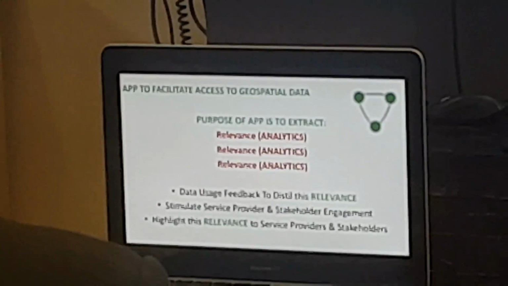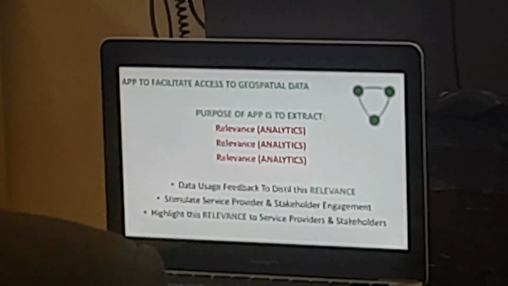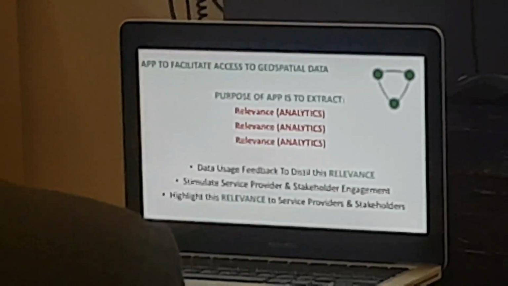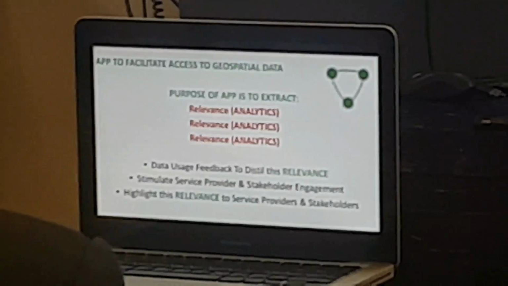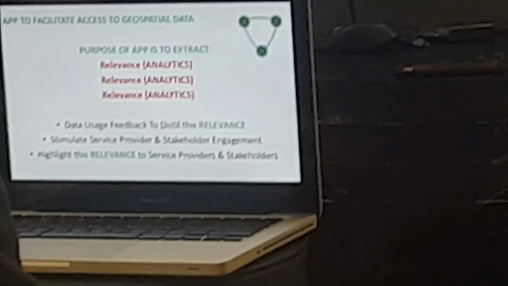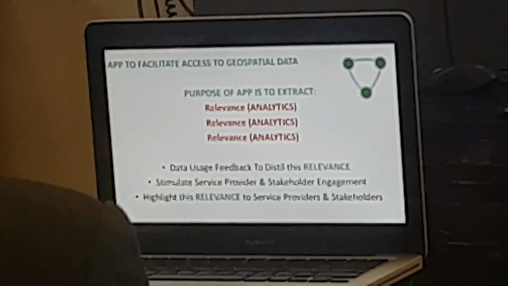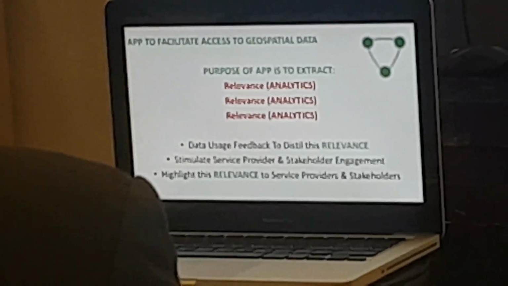So, what I have to develop is a cross-platform, multi-purpose app, which is going to take all the open data that's available and have that in the back end of the app. The purpose of this app is really to extract the relevance. I have that written down there three times in red: the relevance, the relevance, the relevance to the stakeholders and the service providers, and the analytics of that relevance.